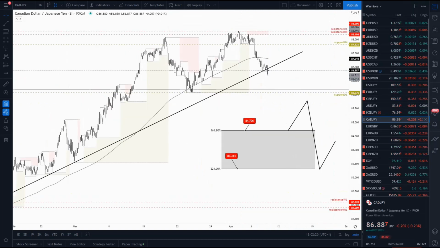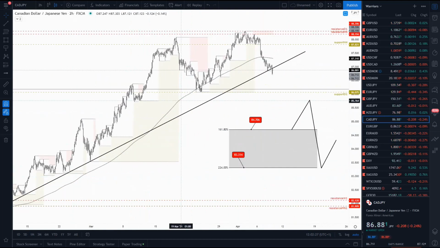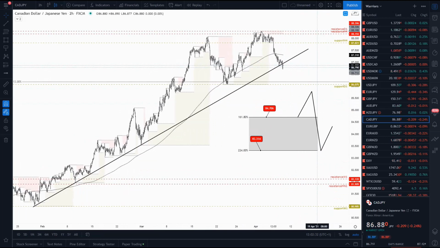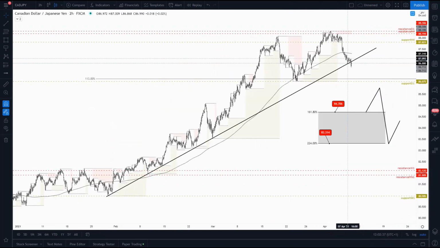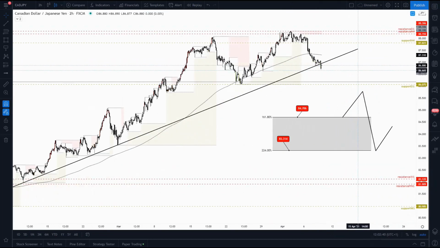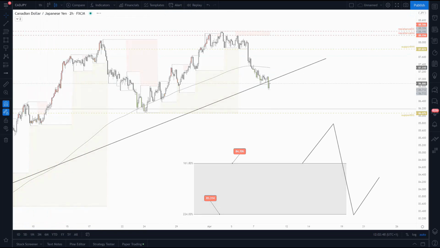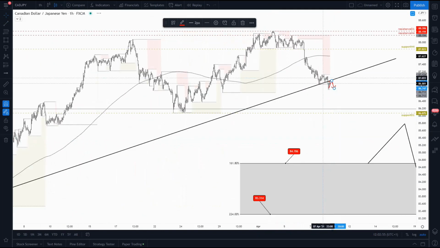CAD versus yen, nothing in particular, just the fact that we are now threatening the violation of this ascending trend line support, which should trigger downside momentum. Let's see if that happens. For now, nothing, not confirmed yet. We are trading below that trend line support, but I need to see the price actually rejecting that trend line again. Eventually, you can go into a lower time frame, and we can see that the price is starting to feel some pressure there.